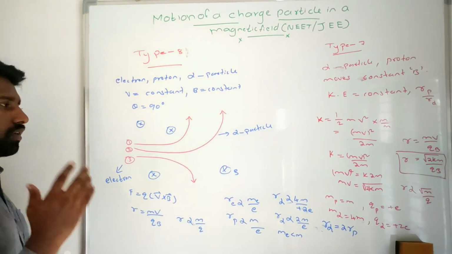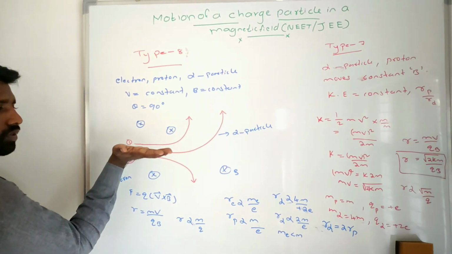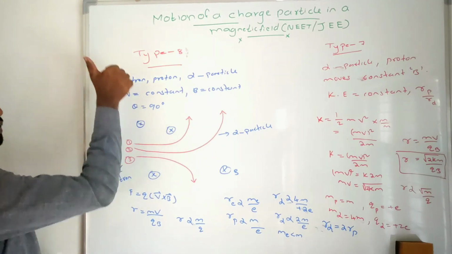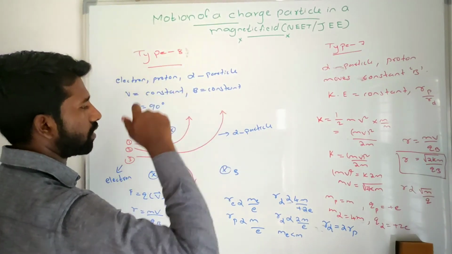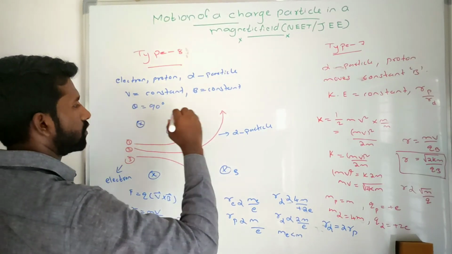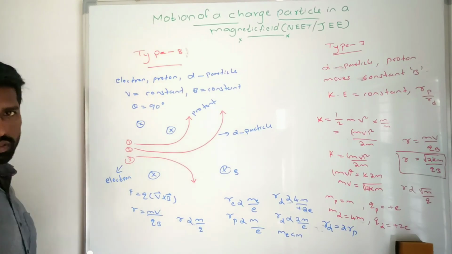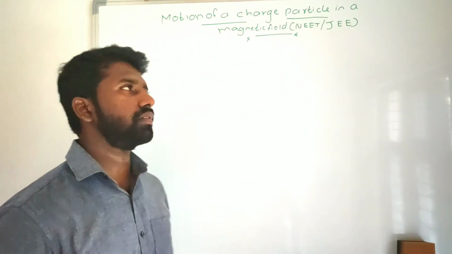We'll check the direction. You see this, if it is a positive charge and the magnetic field is into the page, I place it in the direction of velocity, and I get the force in this direction. So it will try to rotate like this. This is the alpha particle. So this will be the proton. Okay, this is this type. Now we will see type 9.